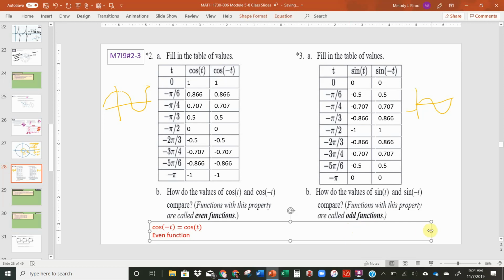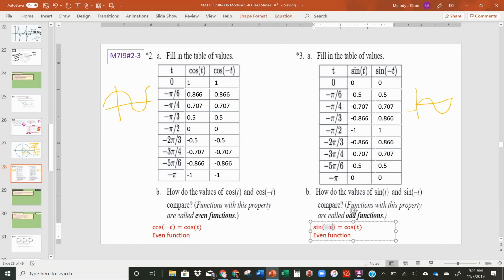On the other hand, we can see that the sine of negative t is not the same as the sine of positive t. In fact, we could write that this way: the sine of negative t is equivalent to the negative sine of t. Whatever came out here was negated here. So the sine of t and the sine of negative t are negatives of each other, the outputs. And instead of calling that an even function, we call that an odd function. It's symmetrical about the origin.